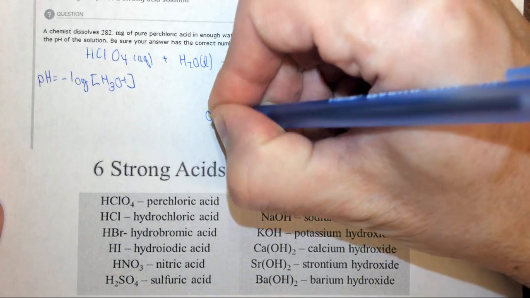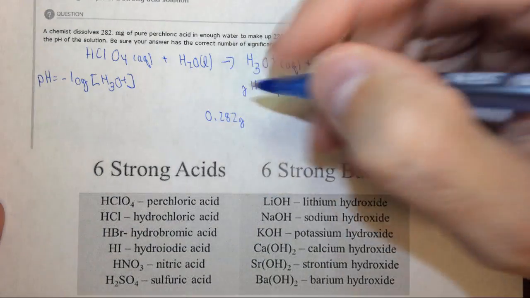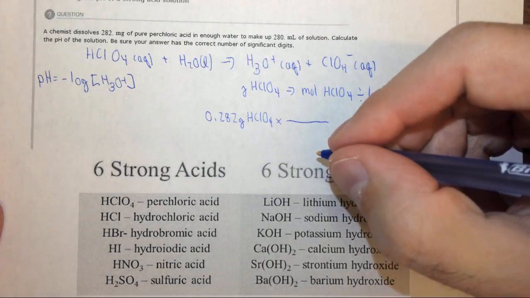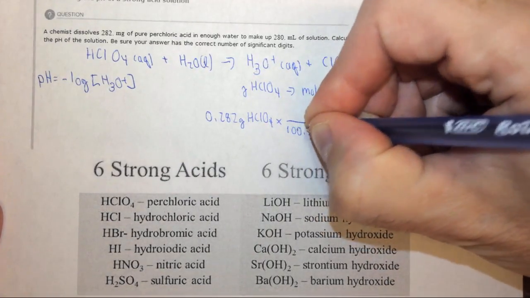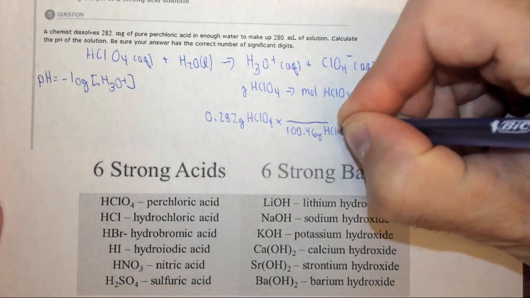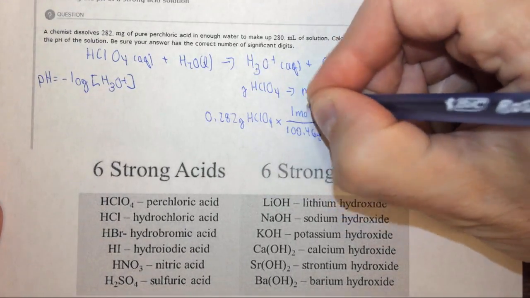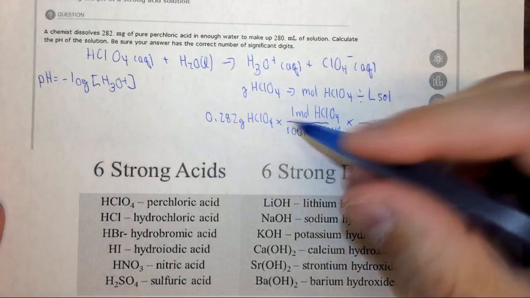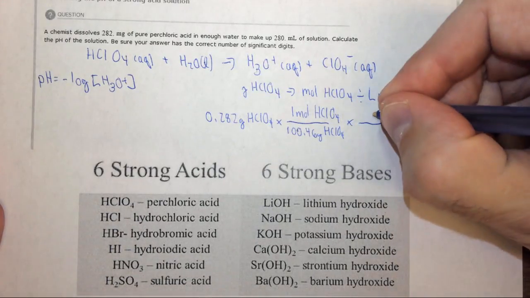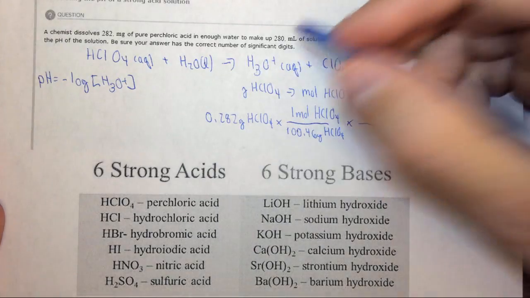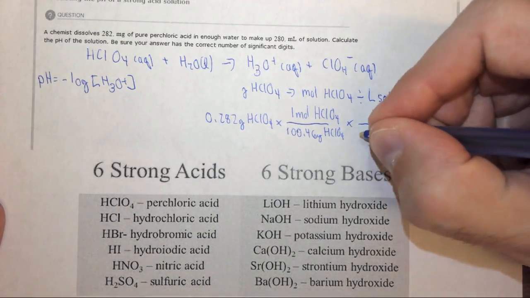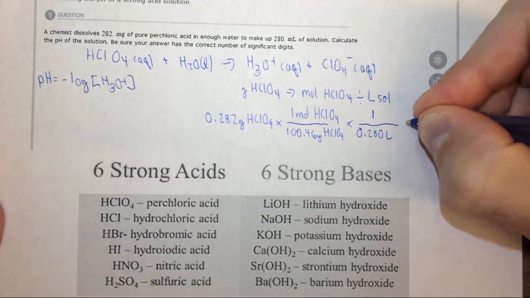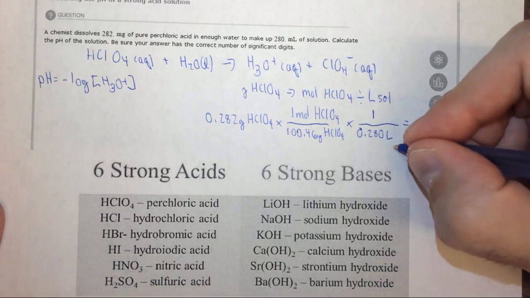So if we start with 0.282 grams, divide that by 1,000, of HClO4 times, we put the molar mass on the bottom to convert to moles, which is 100.46 grams of HClO4, and on top 1 mole of HClO4, times, to divide in this dimensional analysis like scheme, we put just a 1 as a placeholder on the top, and then we put the volume in liters on the bottom, which is, take that divided by 1,000, or 0.280 liters.